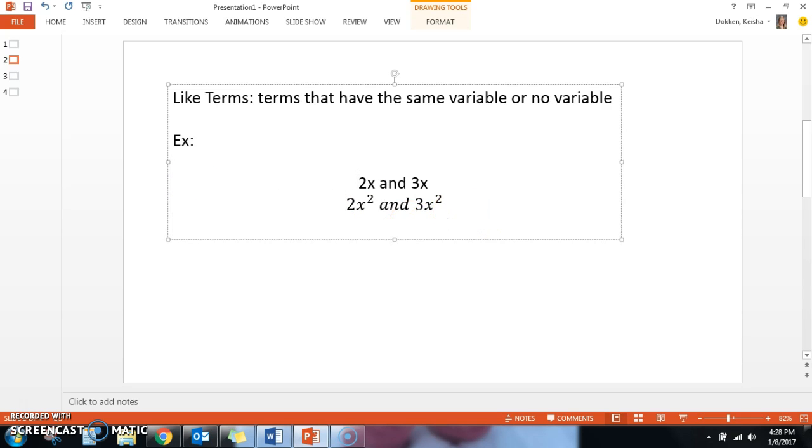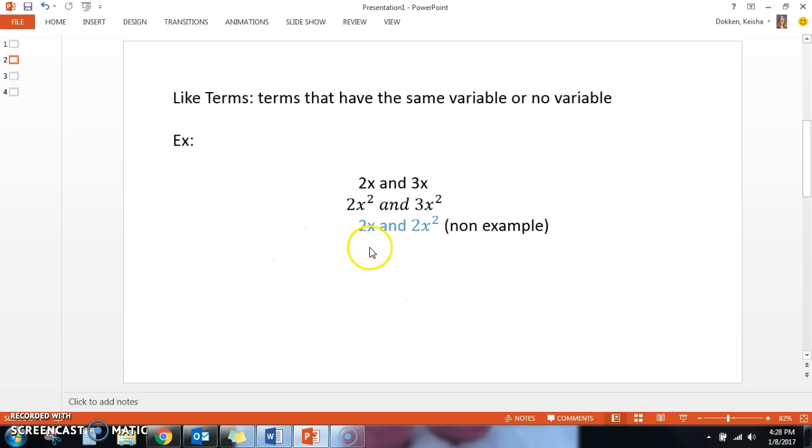But 2x and 2x squared are not like terms because they do not have the same exact variable to the same exact exponent. So just because they have an x doesn't make them like terms. They would either both have to have just x or x squared to be like terms.